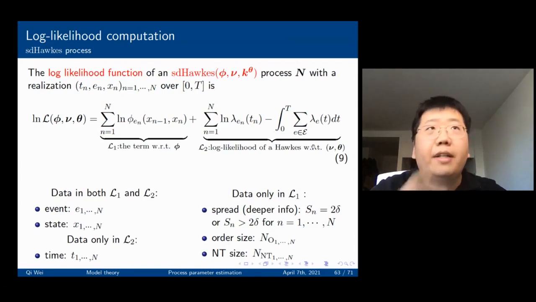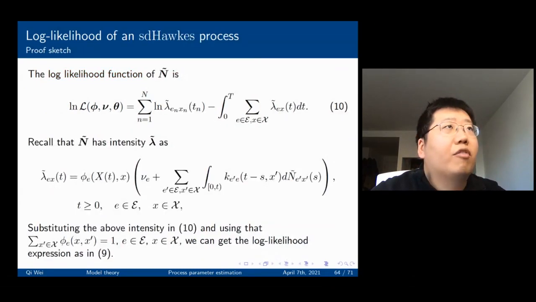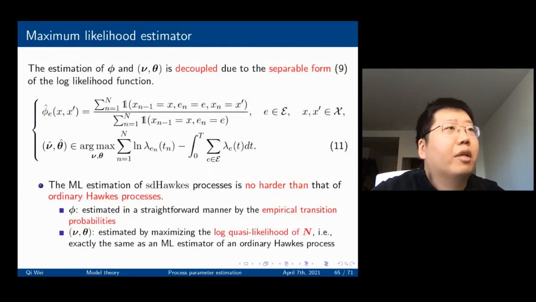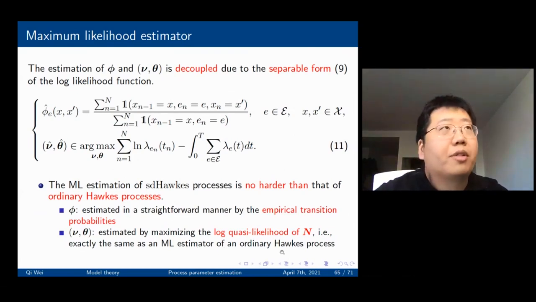Thank you. Okay, so the log likelihood function can be written this way. I think this is a proof sketch, we can skip this part. The estimation can be decomposed into two forms. To estimate the phi matrix, we have the closed form solution. And for nu and theta, it's exactly the same as the maximum likelihood estimator of an ordinary Hawkes process.